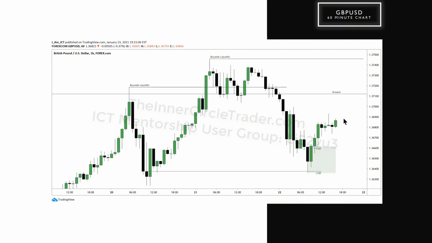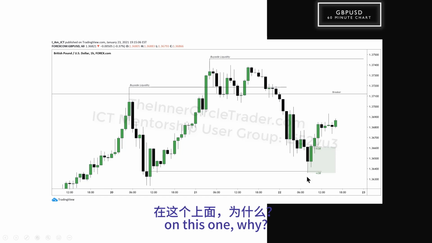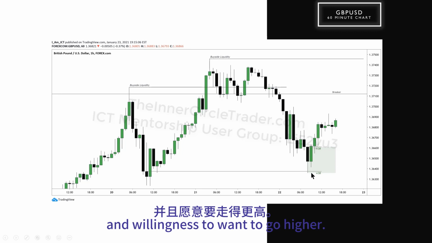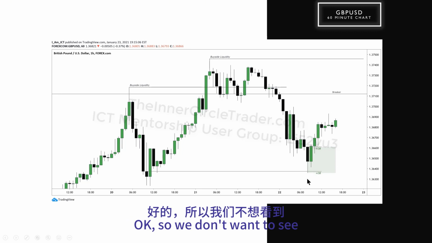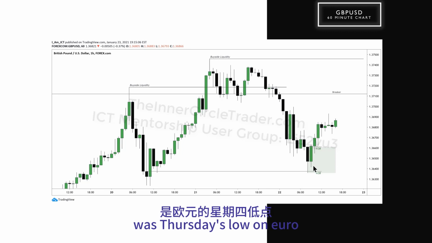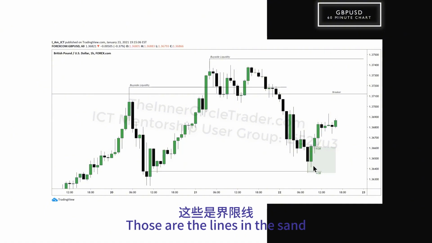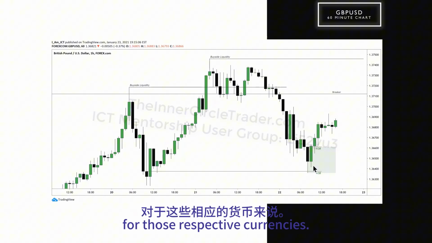If we take out Friday's low on this one, why? Because we already have structure in with the order block and willingness to want to go higher. Okay, so we don't want to see it go back below here. Like everything else, it was Thursday's low on euro and Thursday's high on dollar. Those are the lines in the sand for those respective currencies.